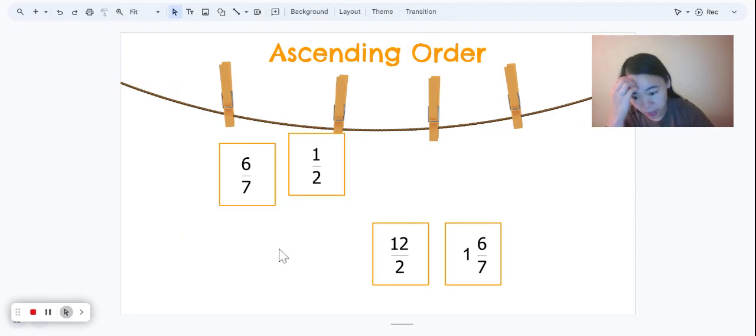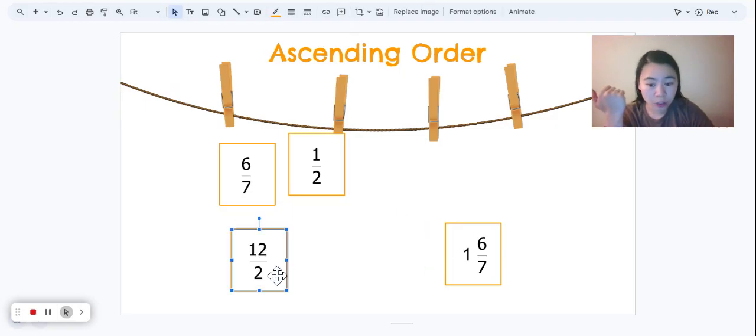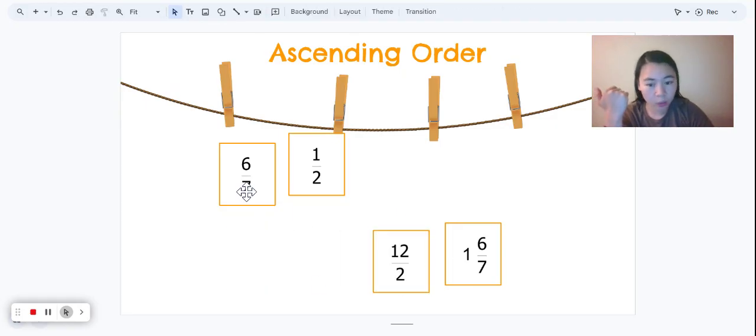Those are the smallest. Now, if you're given a test or a quiz or you're taking some sort of assessment that has to do with ordering these fractions, this is when you can omit answer choices that don't make sense. If you have an answer choice that says 12 halves is first, you know that's automatically wrong because it has to be one of these proper fractions.